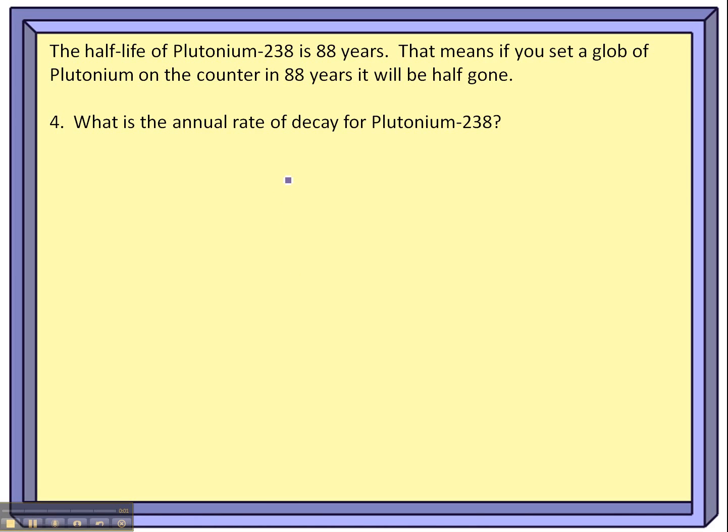Alright, so here's a half-life question about some plutonium that's got a half-life of 88 years. And the way we write that in notation is T sub 1/2 equals 88 years. Okay, and we want to find out what the annual rate of decay is. And in the formula, that's lambda. Formula was N of t equals N sub naught e to the negative lambda times time.